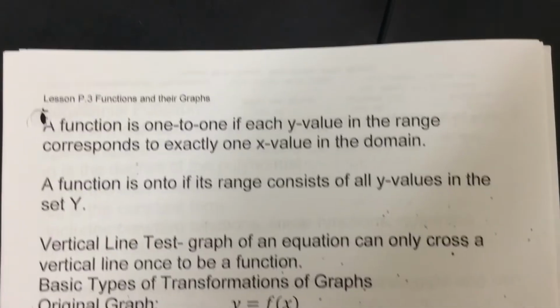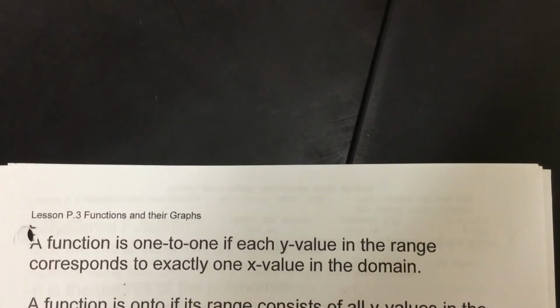Now, we can get further into functions with, well, a function is 1 to 1 if each value in the y, the range, corresponds to exactly one value of the domain. So the x's aren't repeating, the y's aren't repeating, is when it's 1 to 1. There's only one x for every one y.